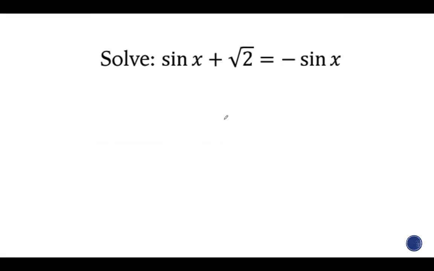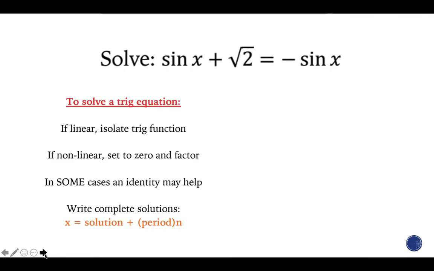So let's say that I wanted to solve sine of x plus the square root of 2 equal to a negative sine of x, okay? Now, I want to give you a couple of simple steps here to help you in this process, okay? So first off, we always want to isolate the trig function, okay? So in this case, we do have a linear problem. What that means is that I don't have any exponents on the trig function, okay?